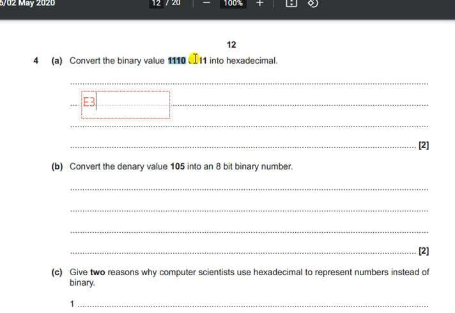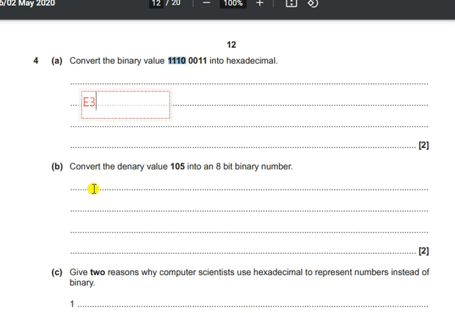Simply take groups of 4 from the right hand side, and the first group of 4 is the first number, then the second group of 4 is the second number. You can always go back and refer to the number system and find out which group of 4 refers to which number.